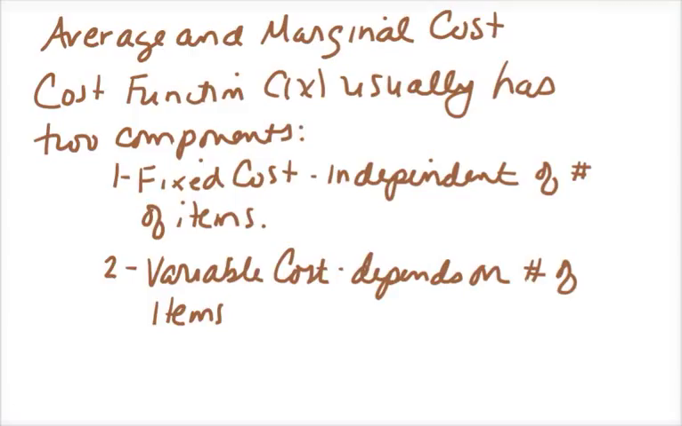I wanted to touch upon today one other topic in the business and economics application side of the house, but we didn't have too much time, so I wanted to go through it on video, and that's dealing with the cost function. The cost function, denoted by C of x, usually has two components, a fixed cost and a variable cost. The fixed cost is independent of any number of items that you're working with, but a variable cost is going to depend on the number of items.